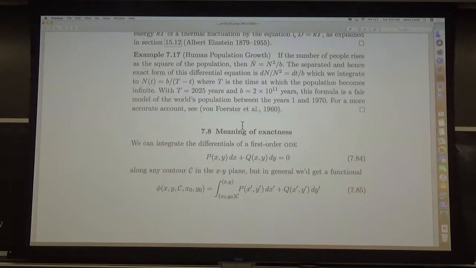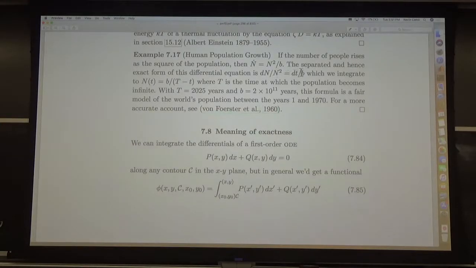Another separable differential equation is n dot equals n squared over b. This corresponds to the growth rate of the human population. Obviously you integrate this by having dn over n squared equals dt over b. By the way, when you have such an equation with dn and dt, you separate the dn from the dt like this, and then you integrate.